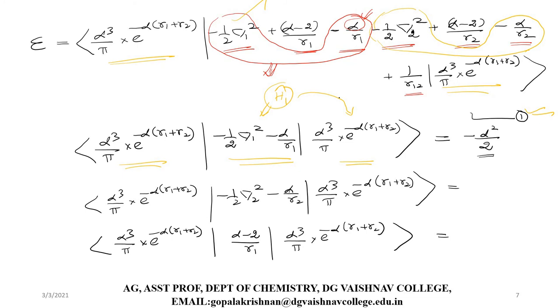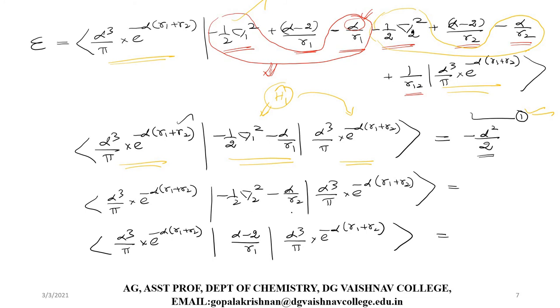Listen, if I apply this Hamiltonian operator to the electron 1 function, then the electron 2 function will remain there. But this electron 2 function, and here also we have the electron 2 function, since they are normalized, that integral value becomes equal to 1. So you need not worry about that.